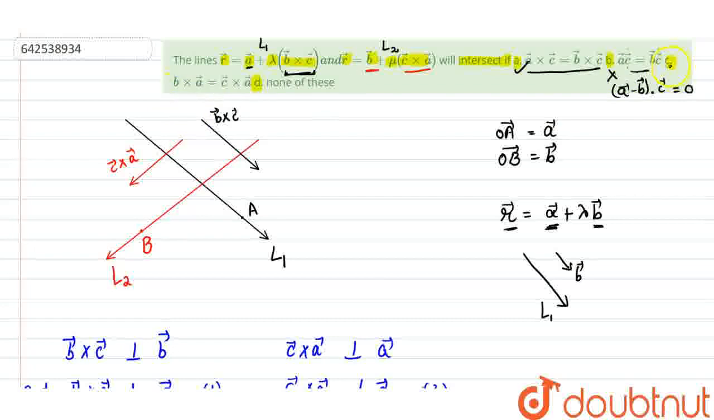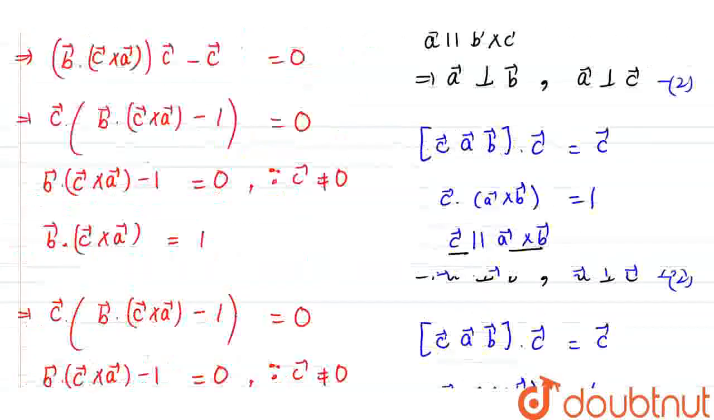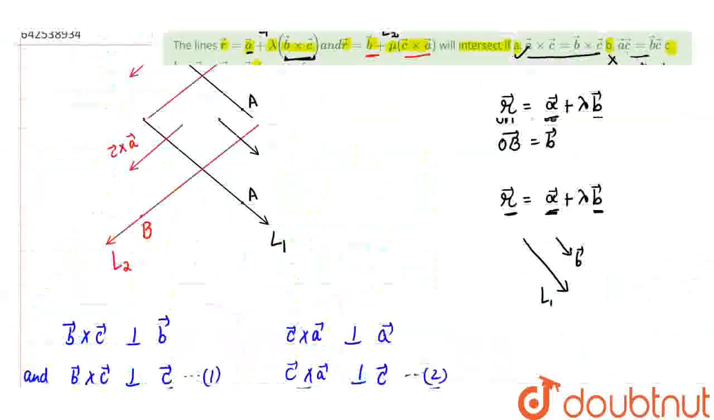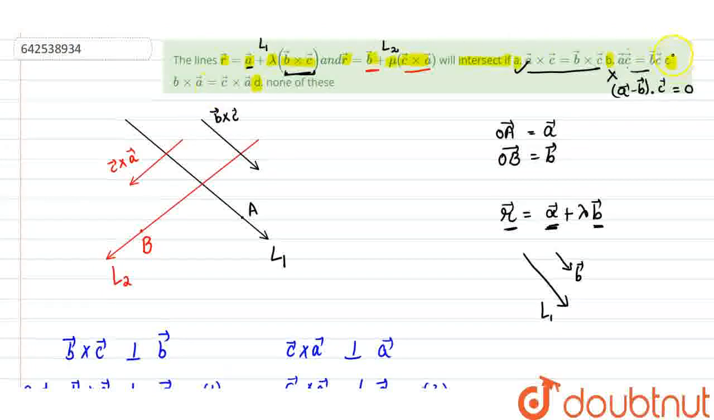And option number C says that B cross A is equal to C cross A. So again, B cross A we can write as minus of B cross A. Again it will be a scalar. So this is equal to C cross A. So that means option number C is also correct. So two lines intersect if option number A and option number C happen. So we have the two answers.